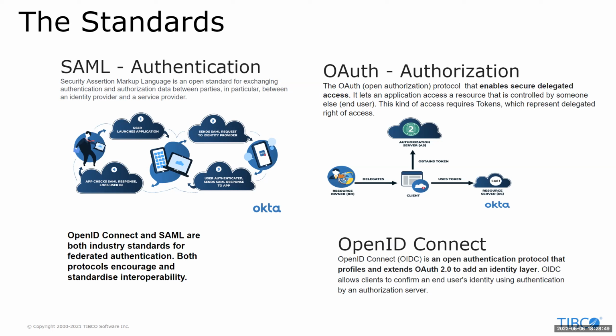OAuth works similarly, in that the resource owner delegates the access to the client. The client would request access, and the request would go through the authorization server where the resource owner has delegated the access. Then it would receive back a token which would have information regarding who the user is, what access they have, and everything. They're similar approaches, but with a little bit of difference in terms of authentication and authorization.